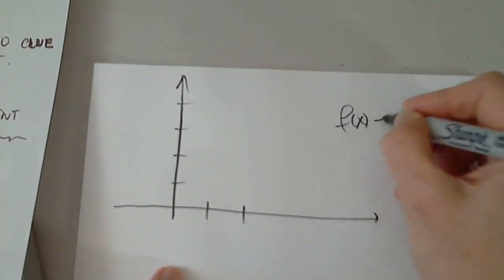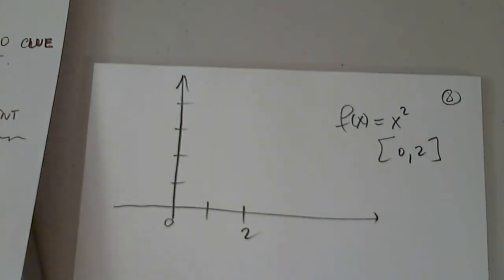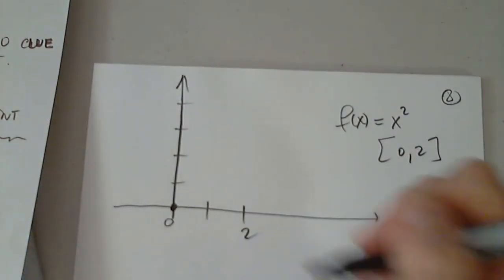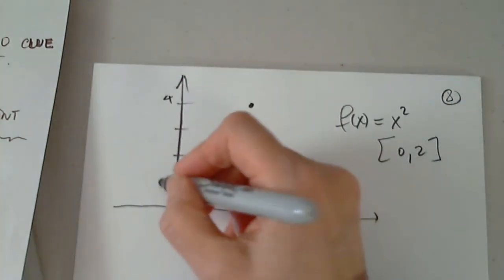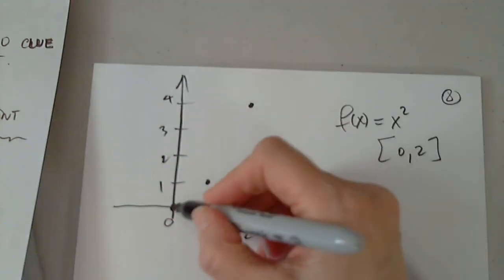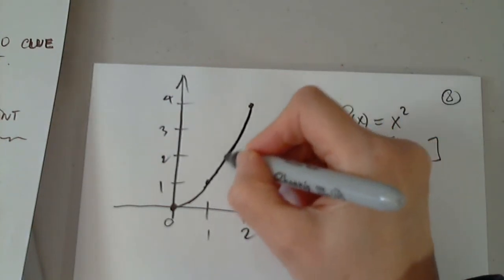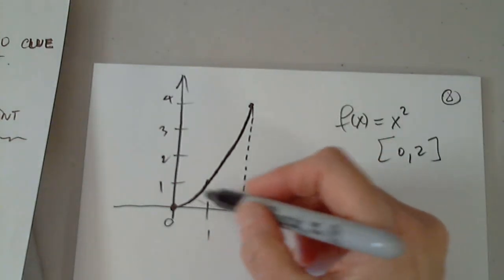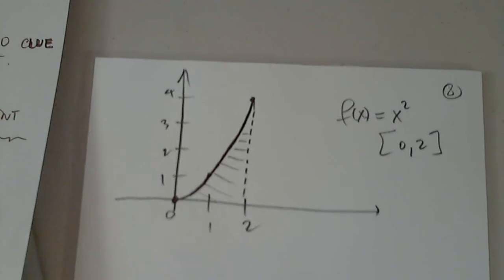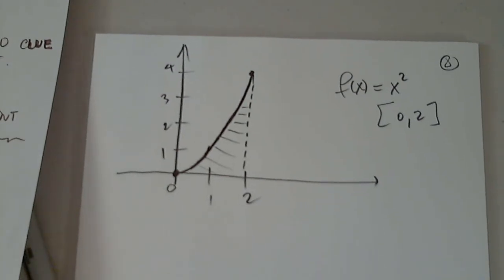So again, this is a function f of x equals x squared. The interval is 0, 2. When x is 0, y is 0. When x is 1, y is 1. When x is 2, y is 4. So here's the graph. And we're asked to determine this area? We don't know how to determine the exact area yet. We will very shortly, but right now we are asked to approximate.